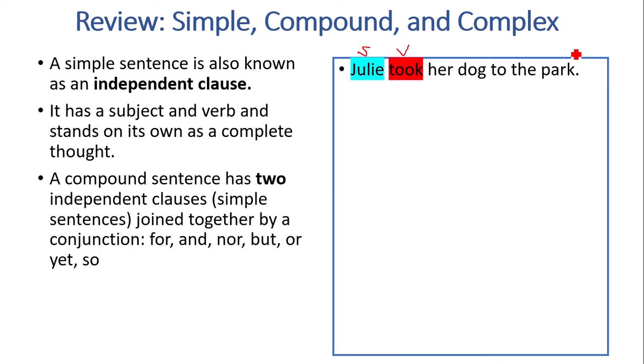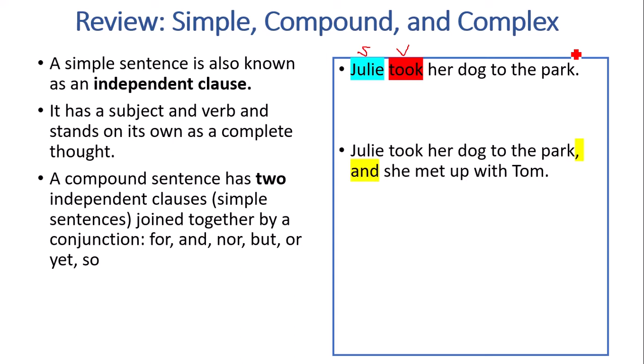A compound sentence, compound means to mix two or more things, has two independent clauses or simple sentences joined together by a coordinating conjunction, which we know as FANBOYS: for, and, nor, but, or, yet, and so. Julie took her dog to the park, comma, and she met up with Tom.